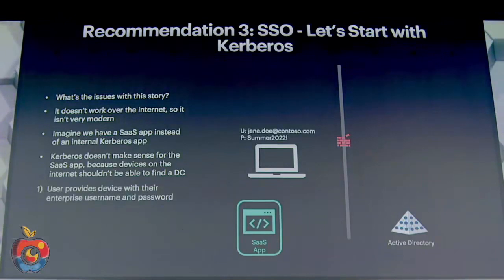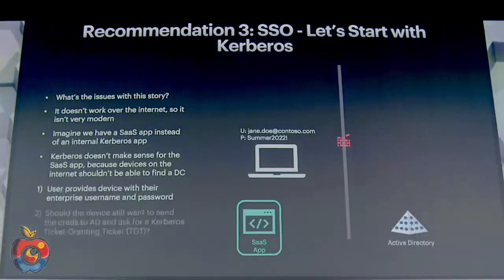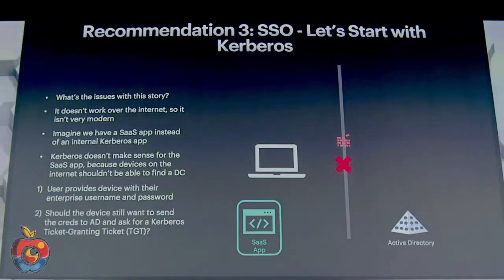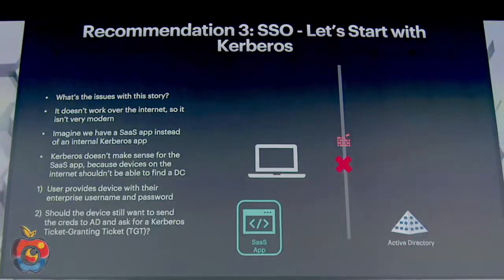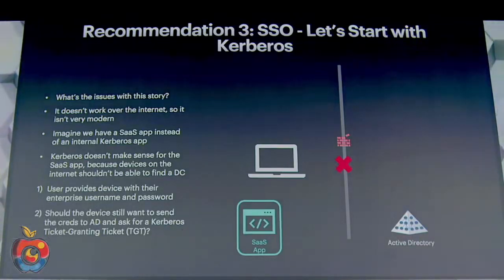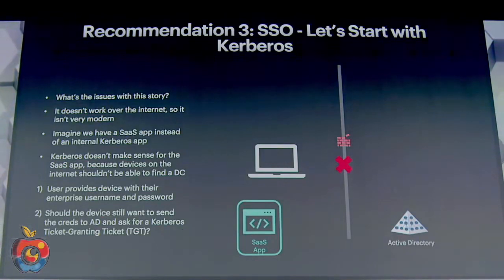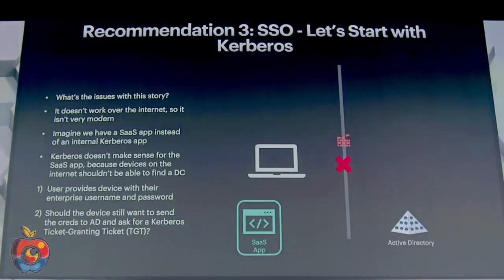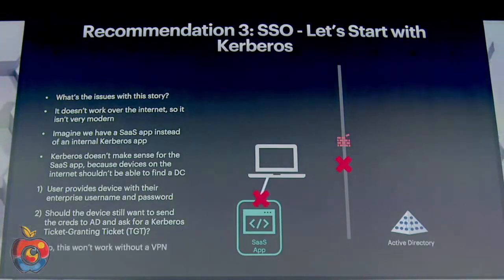So in this case, the user provides the device with their username and password, and what should the device do? You might say it should go find a domain controller, but the only way to do that is going to be to use a VPN. And another trend we've seen with customers is that it is not necessarily a good idea to be piping all traffic over your VPN back into your on-prem network. There's a lot of compromises that can happen that way.